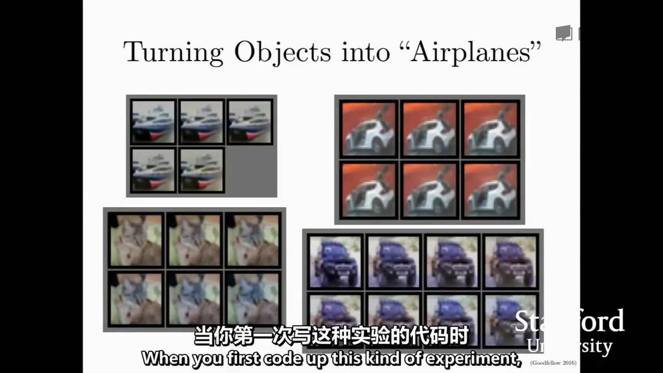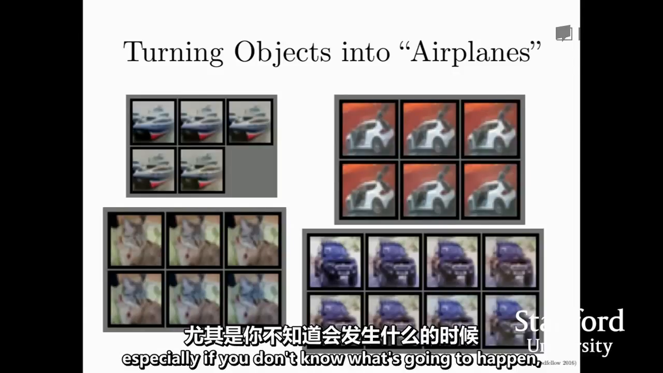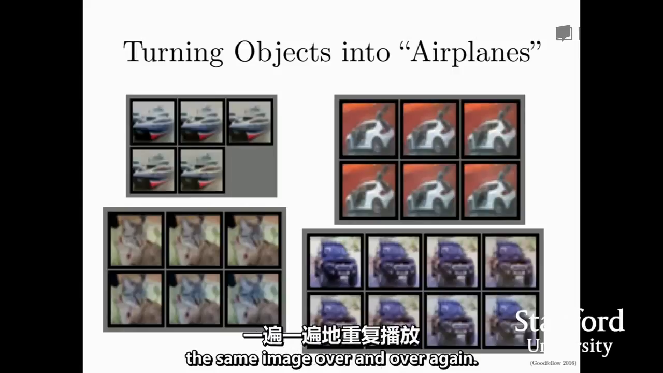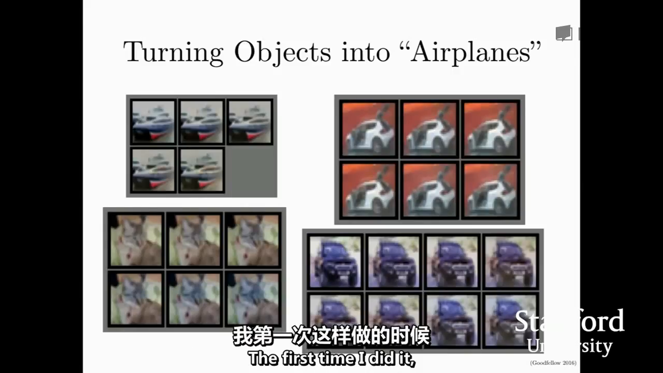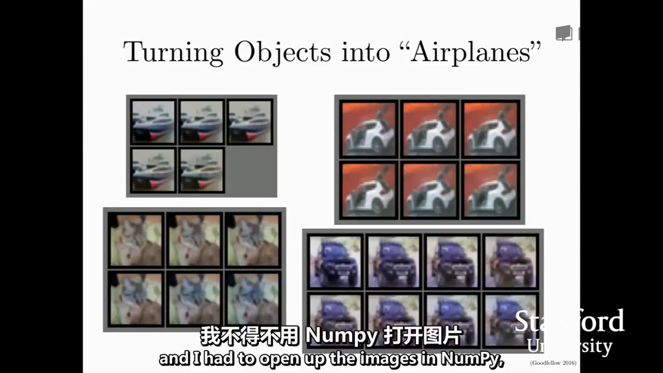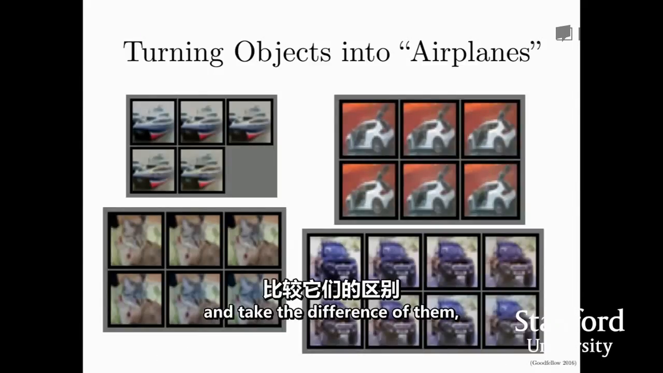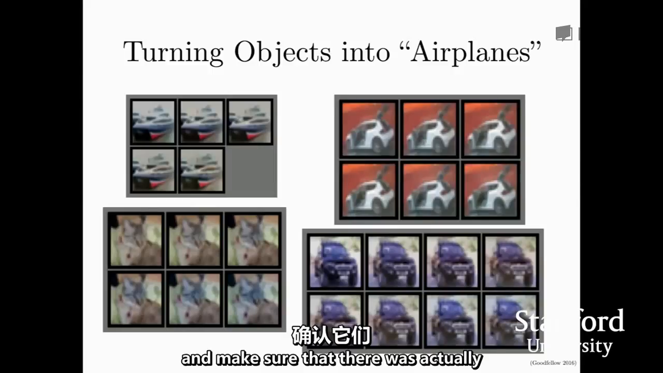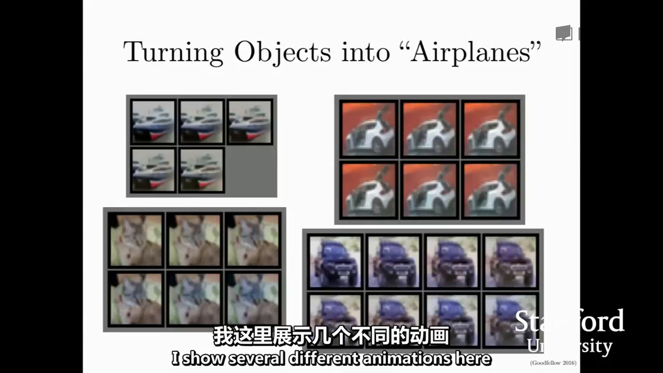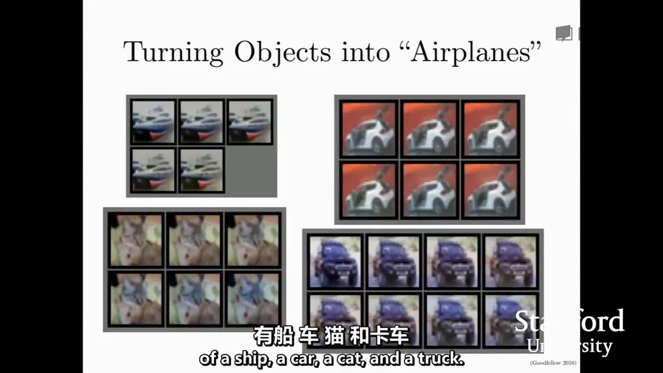When you first code up this kind of experiment, especially if you don't know what's going to happen, it feels a little bit like you have a bug in your script and you're just displaying the same image over and over again. The first time I did it, I couldn't believe what was happening, and I had to open up the images in NumPy and take the difference of them and make sure that there was actually a non-zero difference there. But there is. I show several different animations here of a ship, a car, a cat, and a truck.